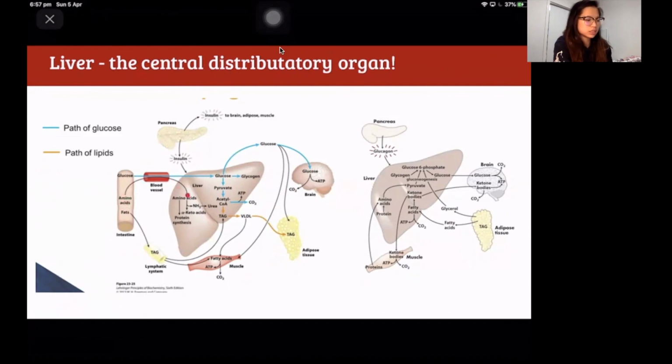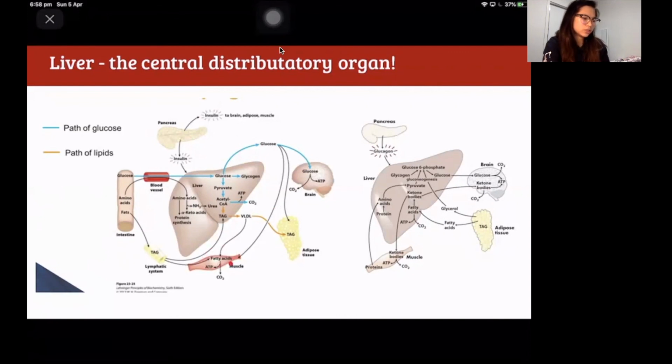And amino acids from the protein that you eat can undergo different things. First of all, it could just be excreted as urea. It could be used to make ketone bodies, or it could be used in protein synthesis. And then the fats, they go through the lymphatic system, and could just be delivered to the liver and then to fat tissue for storage, or these fatty acids can go to your muscle and be used as an energy source.